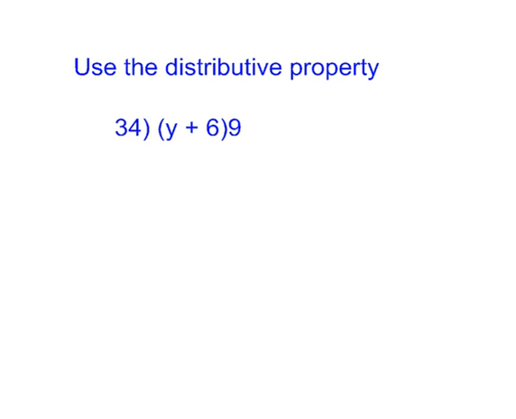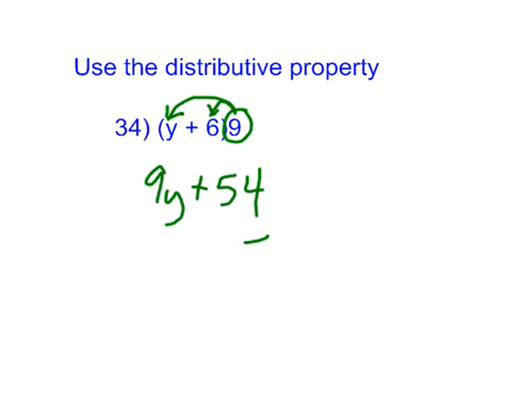34 asks us to use the distributive property to solve. And so in this problem, 34, we're going to distribute the 9. So we're going to first do 9 times y. 9 times y is 9y. The operation comes straight down. 9 times 6 is 54. Because there are no like terms, our answer is 9y plus 54.